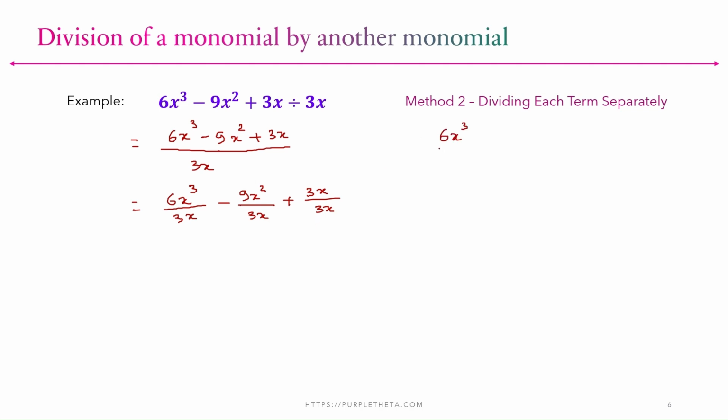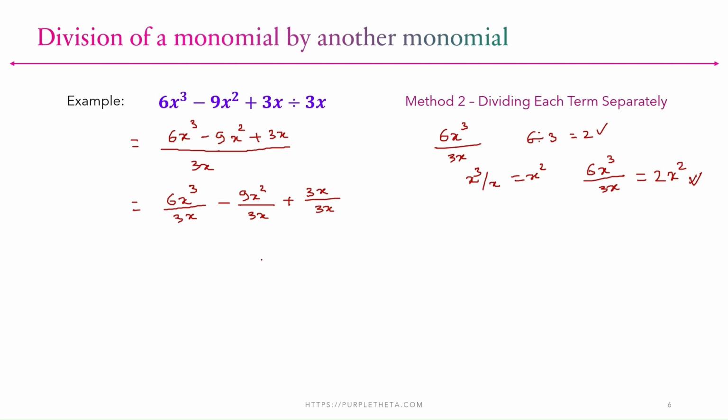6x cube divided by 3x, right? So first we have to divide both the coefficients, that is 6 divided by 3, this is 2, right? And we have to then divide the variable, that is x cube divided by x, and this is equal to x square. So 6x cube divided by 3x is equal to 2x square, with coefficient 2 and variable x square, right? So this is what we have when we divide 6x cube by 3x.